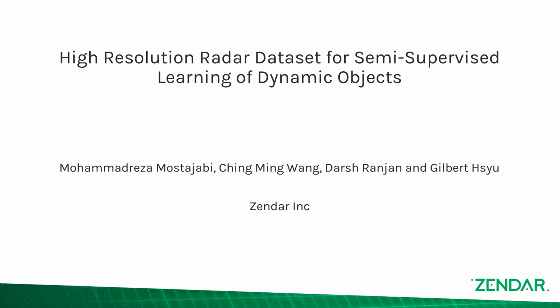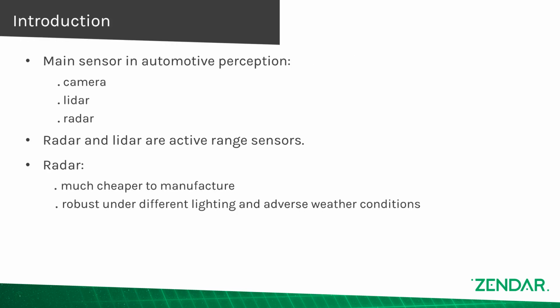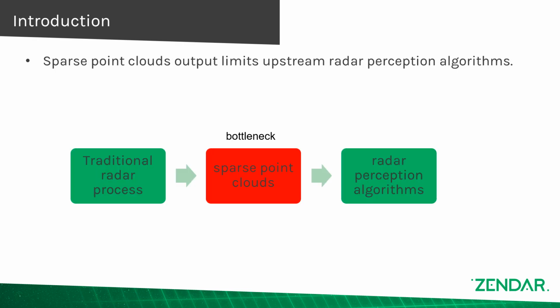Hello everyone, we are going to present a high-resolution radar dataset for semi-supervised learning of dynamic objects. Camera, radar, and lidar are three main sensors that are widely used in the automotive industry for perception, and between these, radar and lidar are active range sensors. However, radar is much cheaper to manufacture, and is also more robust under different lighting and adverse weather conditions.